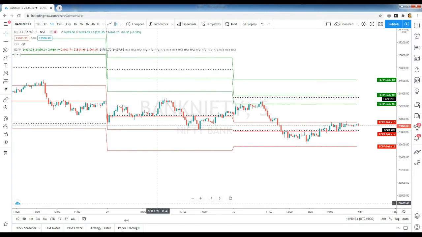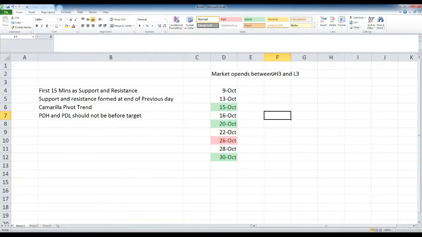So this review is only for the days on which the market opens between H3 and L3 in the month of October. If we consider this criteria, we have these 9 trades only for the month of October. Out of these we can take these 4 trades, and we should avoid these trades, or we can take them and exit at the cost price. I will explain the reason behind it.